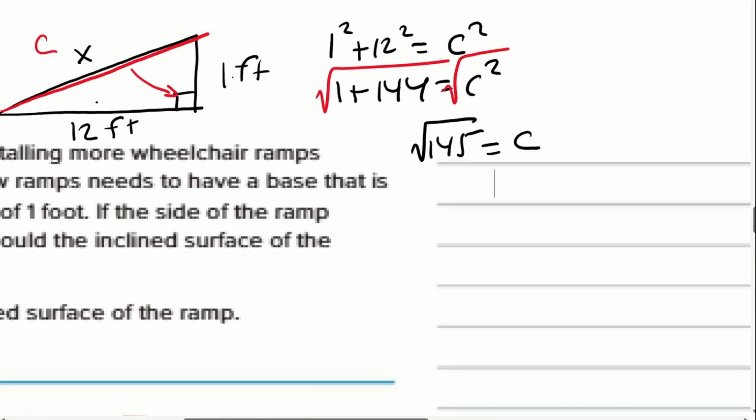Okay, now let's see if this simplifies. So we can divide this by 5, so we get 5 and 29. But notice that nothing goes into 29, right? You can't divide that by anything. And so there's no pairs that you can pull out, right?